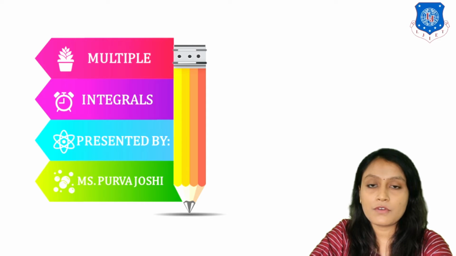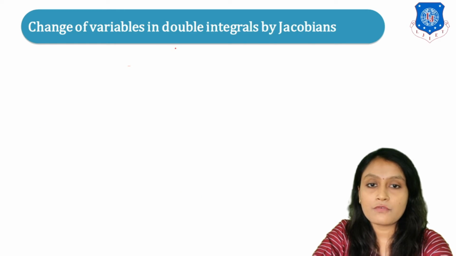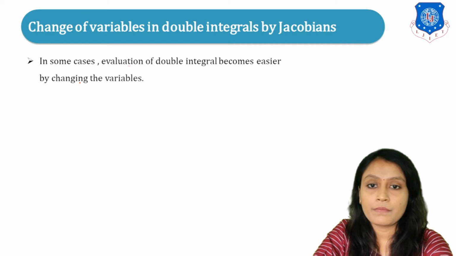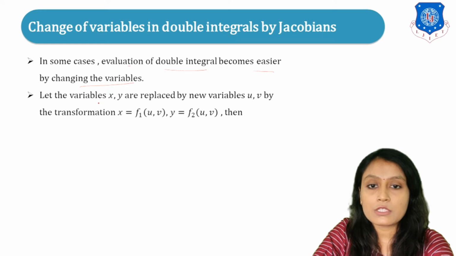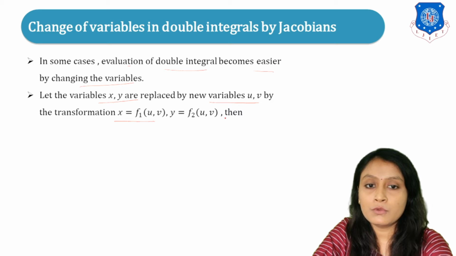So let's begin with the first topic, that is change of variables in double integrals by Jacobians. In some cases, evaluation of double integrals becomes easier by changing the variables. Let the xy variables be replaced by new variables uv by the transformation x = f1(u,v) and y = f2(u,v).